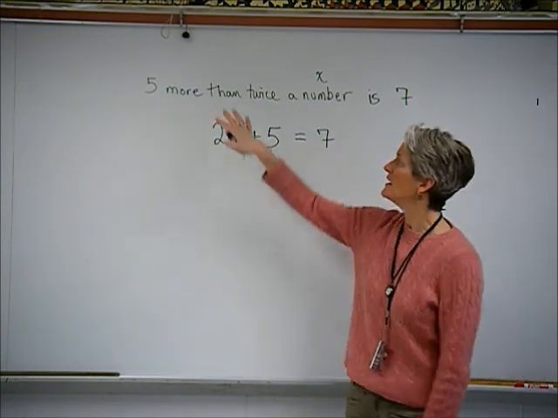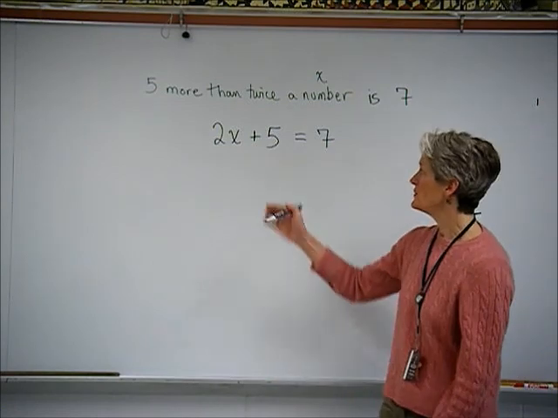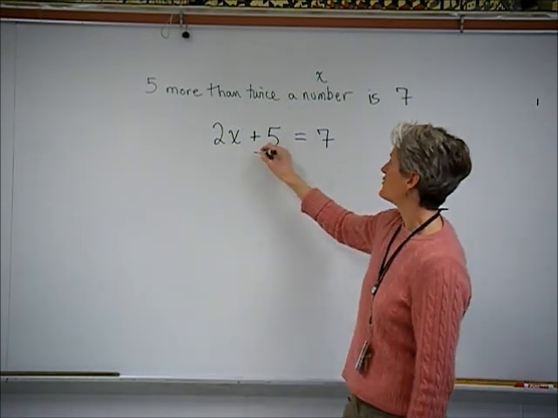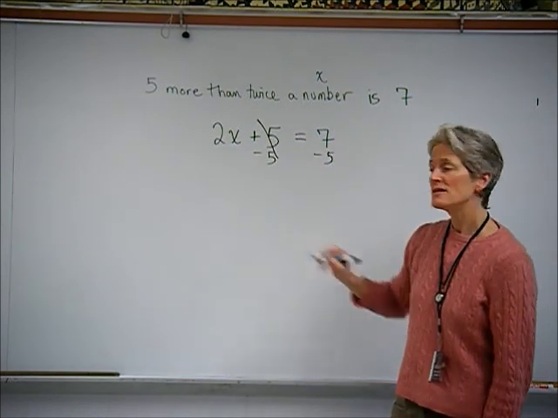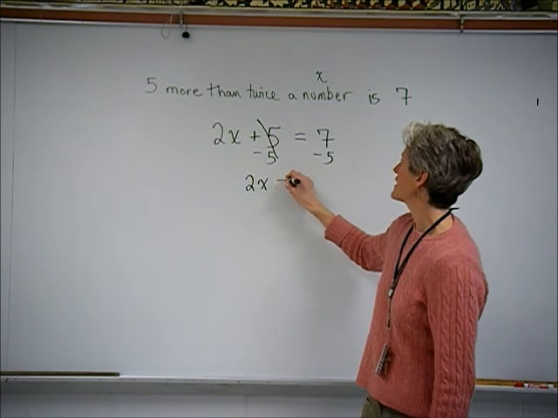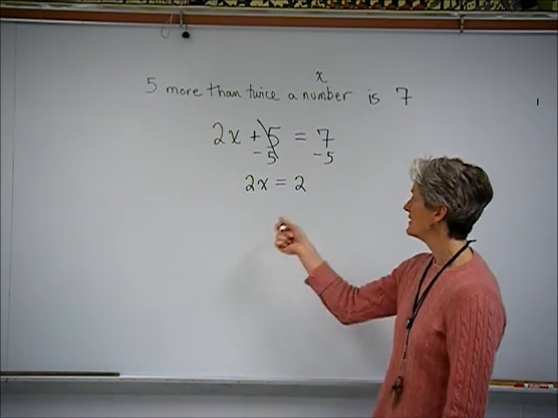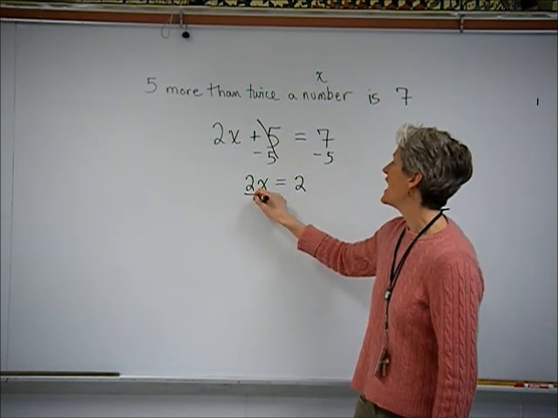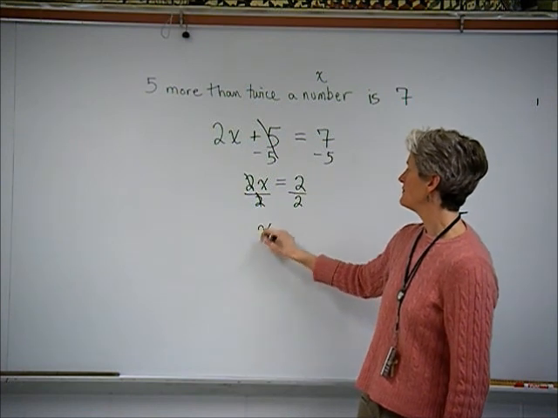I just translated from English into math. Now I can solve that. Solving for x means I want to get my x all by itself. Let's get rid of that 5, shall we? I'm going to subtract 5 from both sides. 2x equals 2. Is x isolated yet? Not quite. How do I get rid of that little pesky 2? I can divide both sides by 2. 2 divided by 2 is 1.